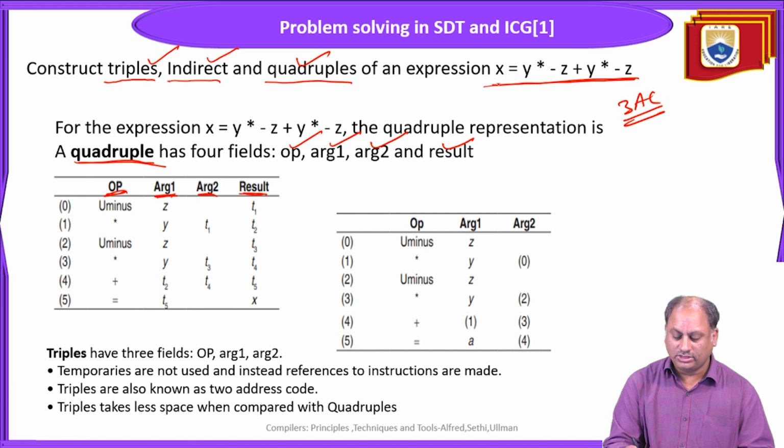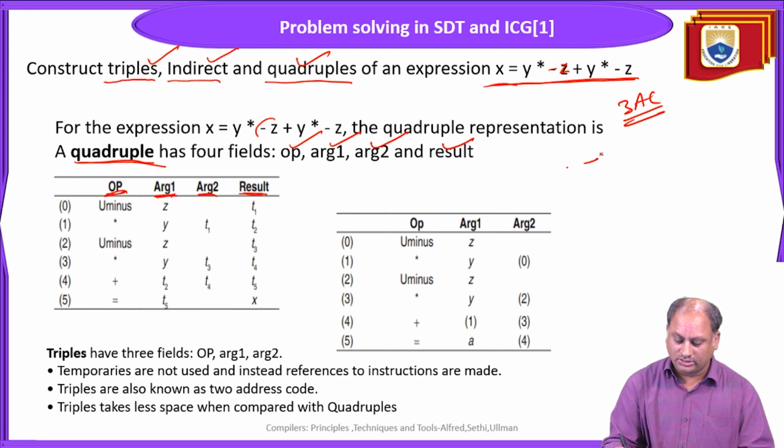Here the 3 address code notation represents x equal to y star minus z plus y star minus z. Now what is the opcode that is to be used for the purpose? Here we are going to represent this one into 3 address statements. The 3 address statements are to be represented as follows.